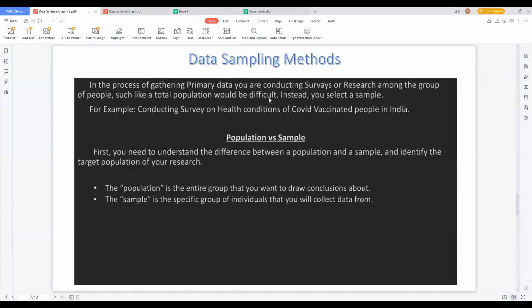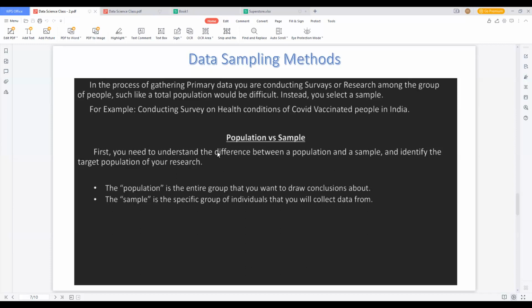Instead of the population data, where the population means the total number of people, who are 50 crores, among them you are collecting the sample from only a few of the people who already took the Covishield. So using that data, we are going to initiate some kind of analysis, whatever we require.